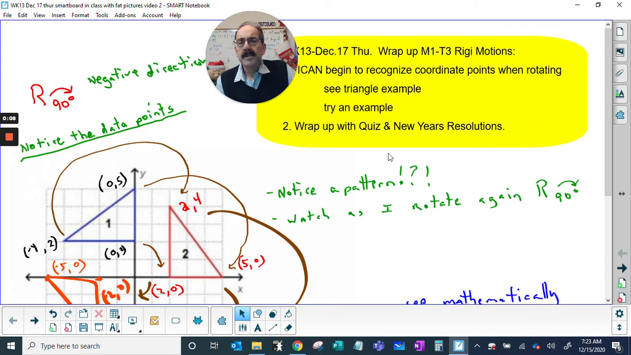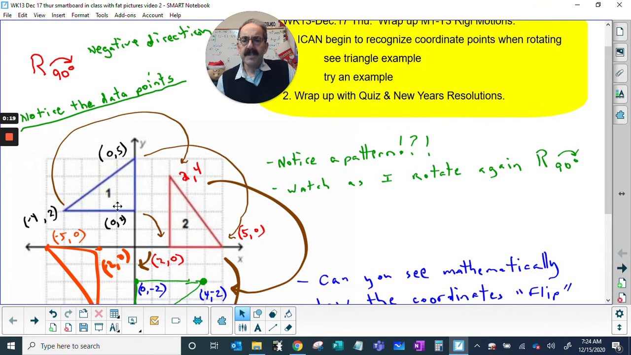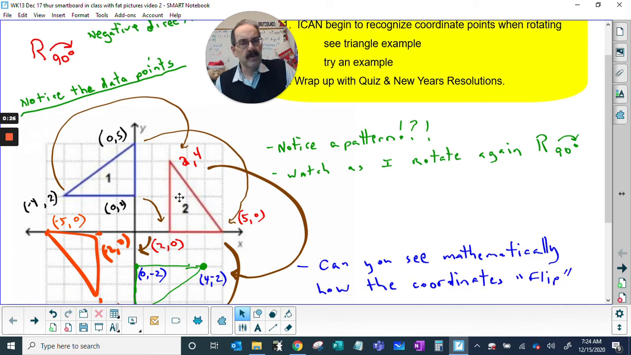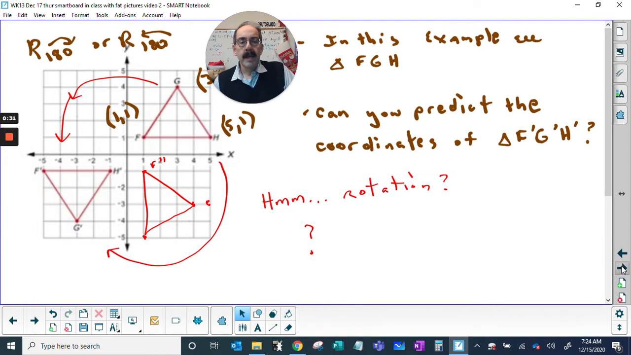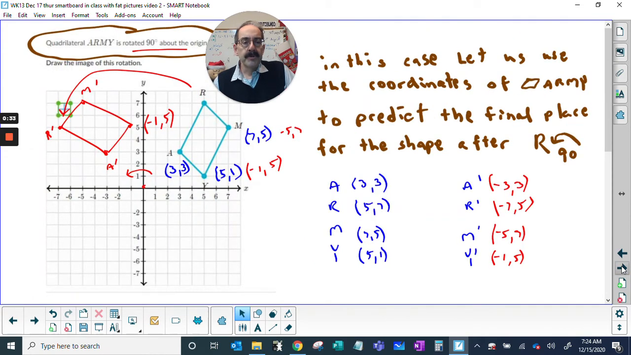Okay, just going to take a little quiz and then we want to talk about New Year's resolutions. Tomorrow is our last fun day of math. Okay, so we just had a little discussion about rotation and what it looks like and this pattern with the vertices. All right, now the quiz this week is multiple choice.